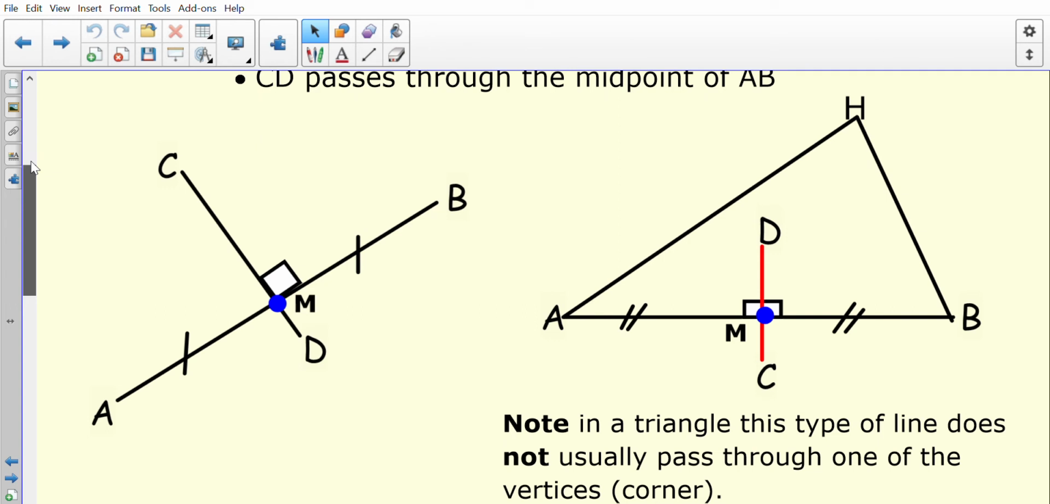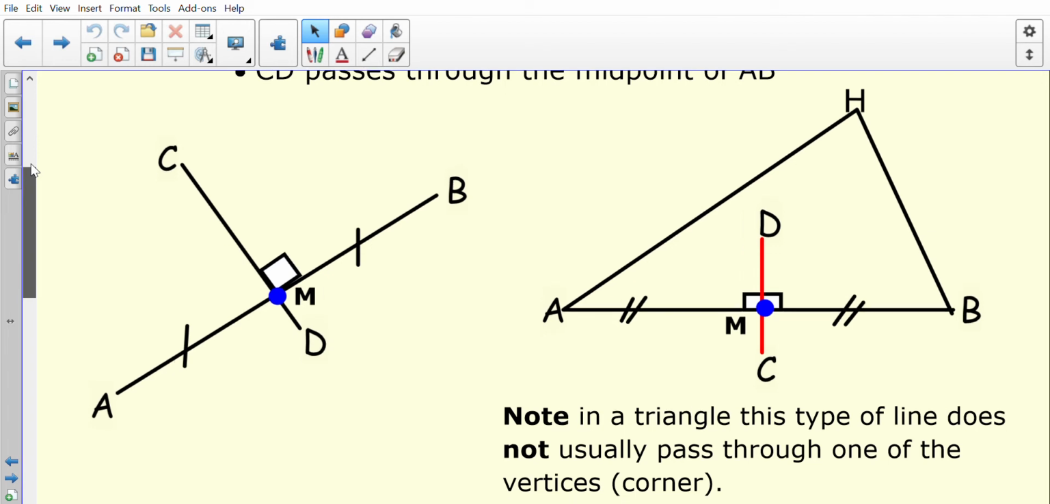And again, special attention to be paid there. The other two examples, the medians and the altitude, pass through a corner or vertex in your triangle. A perpendicular bisector does not usually do that. It can, in special situations, but won't usually. So it's worth remembering that.